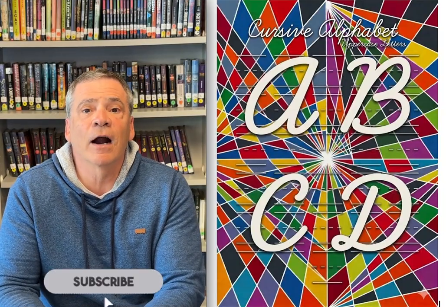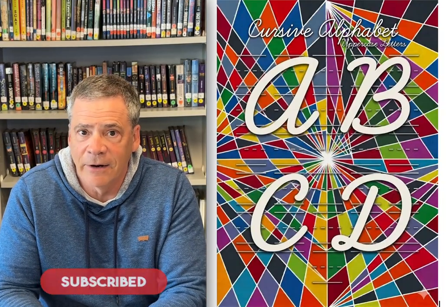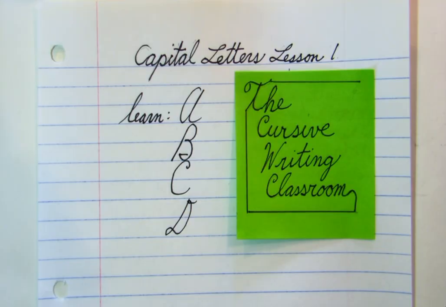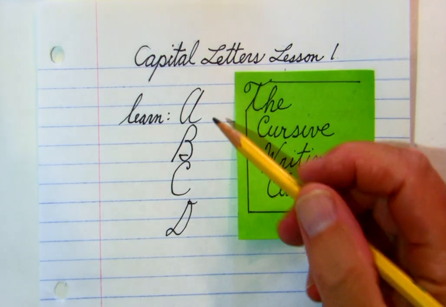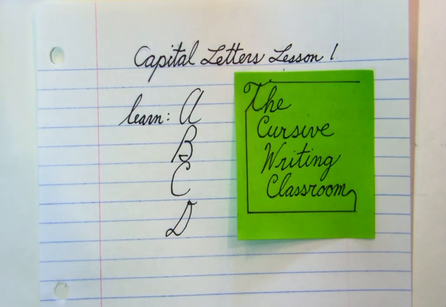In this lesson, we're going to be tackling A, B, C, and D. Remember, these letters stand tall, and they lead the way, and they give your writing its personality. Let's head to the desk and start for our first big league letter. Lesson 1, we'll be learning how to write A, B, C, and D, all capital letters in cursive.